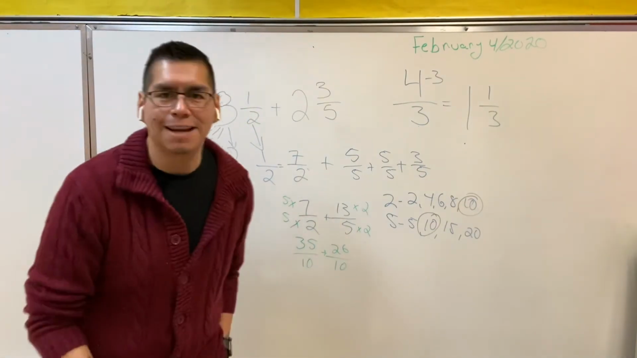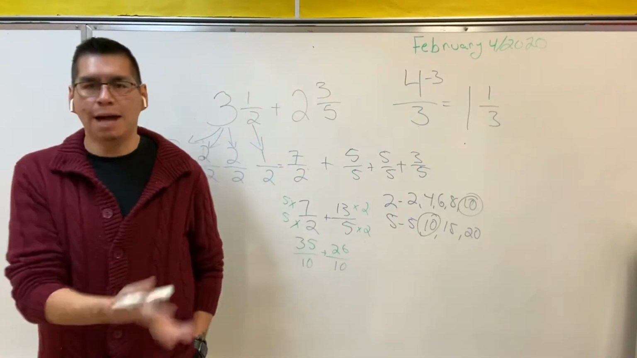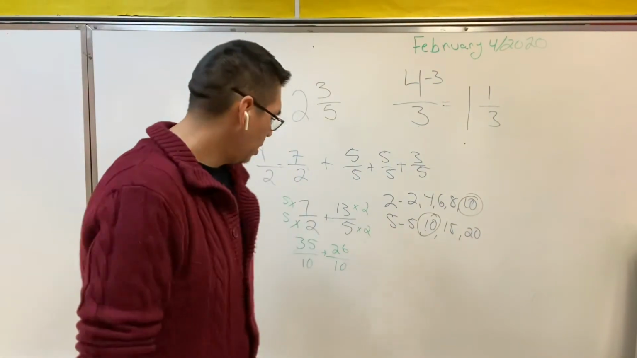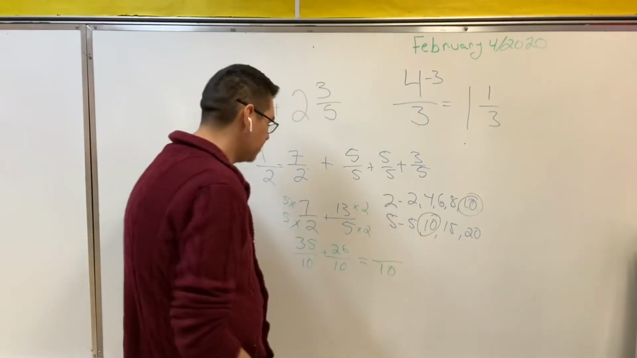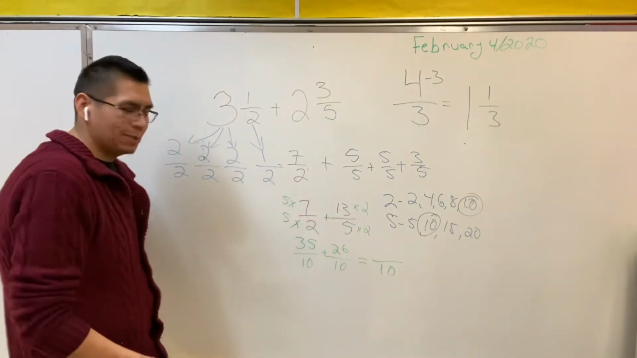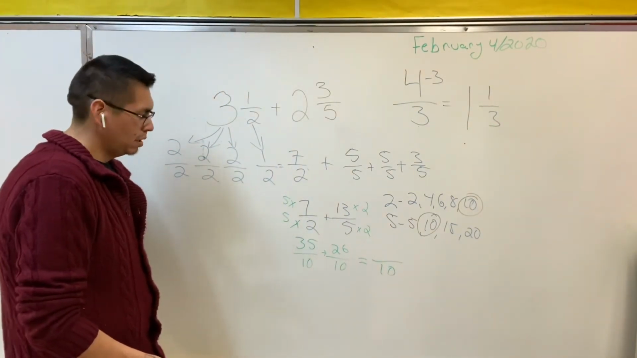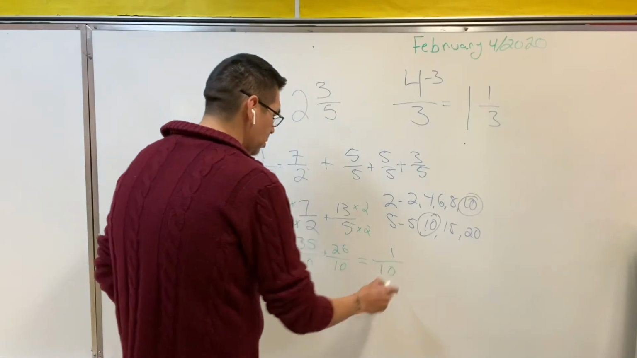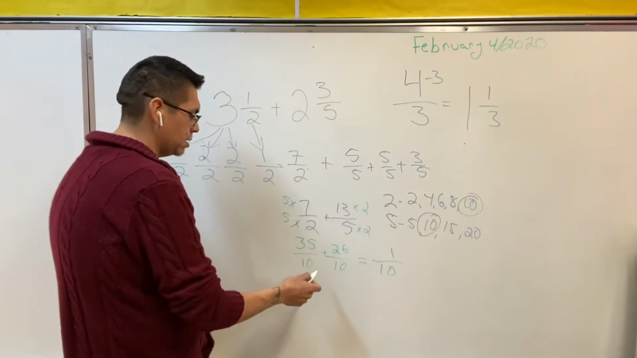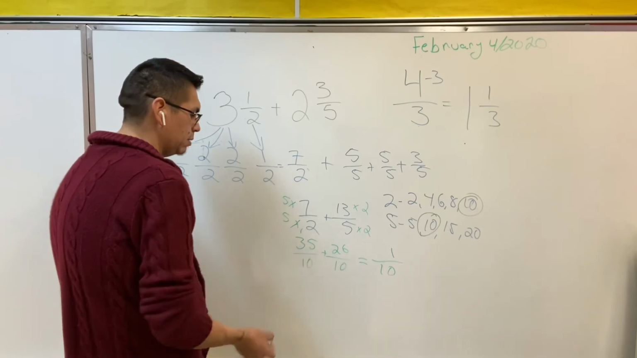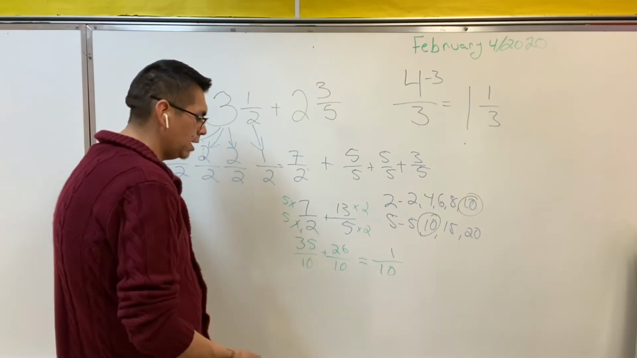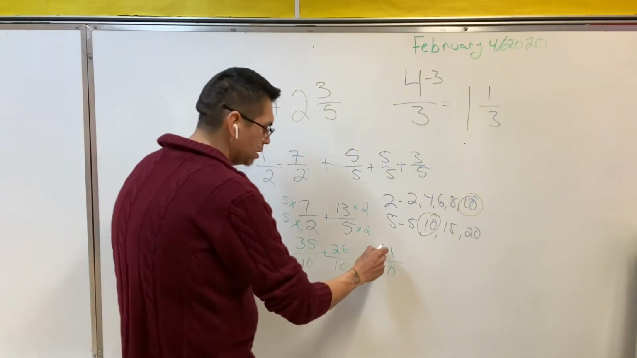Now we can add. The denominator stays the same, 10. What's 35 plus 26? So it's 5 plus 6 is 11. Carry the 1. 3 plus 2 is 5. Plus 1 is 6. 61.